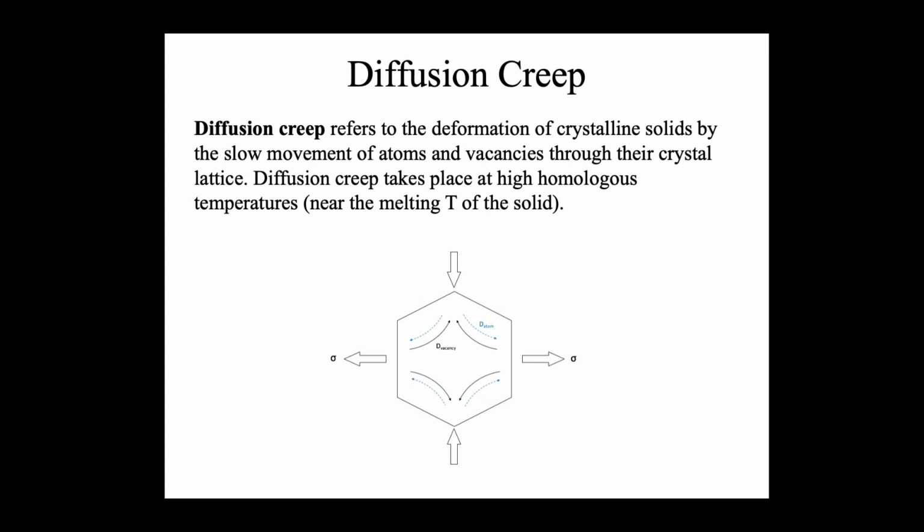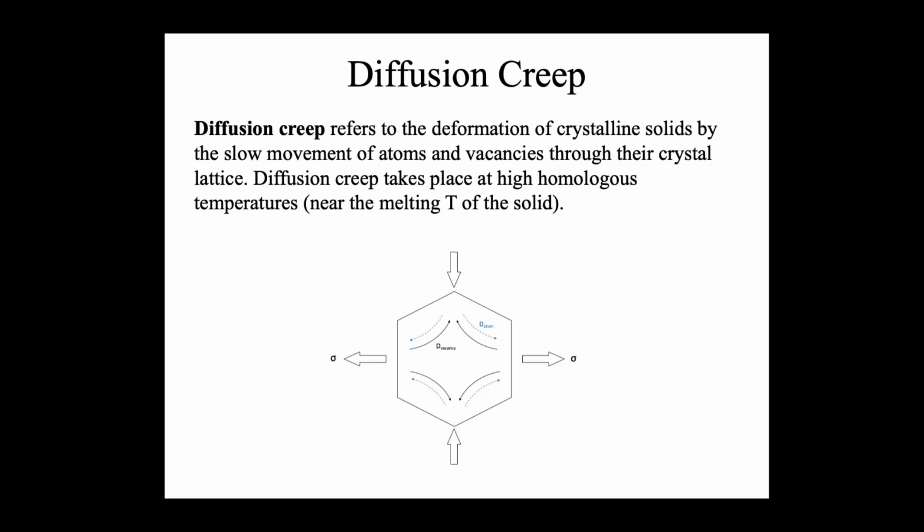Diffusion creep refers to the deformation of crystalline solids by the slow movement of atoms and vacancies through the lattice. And this takes place at high, what they call homologous temperatures. We don't have to get into the definition of that, but basically the homologous temperature is a fraction of the melting temperature of the solid, right? And different solids melt at different temperatures, so they have different homologous temperatures.